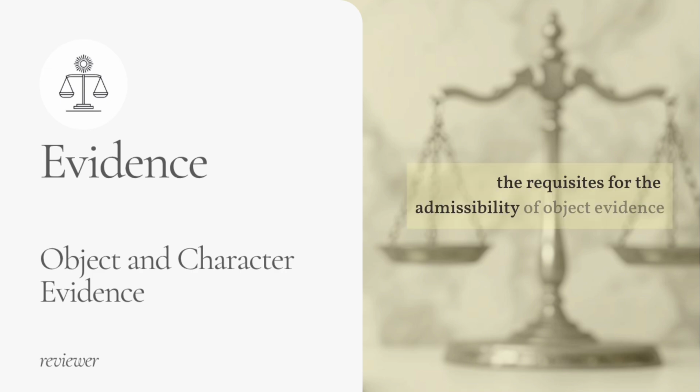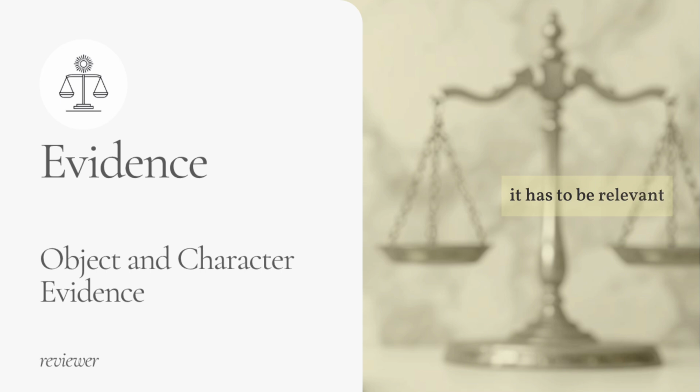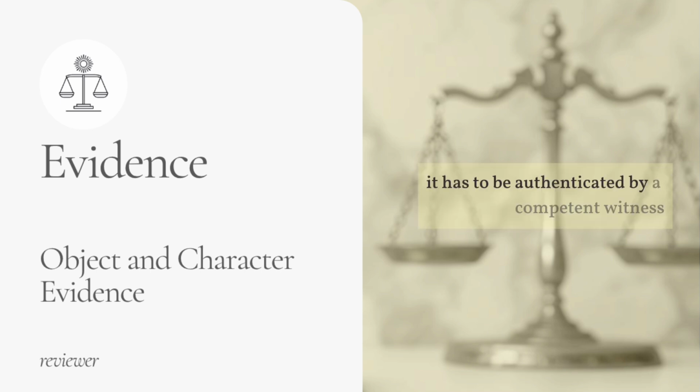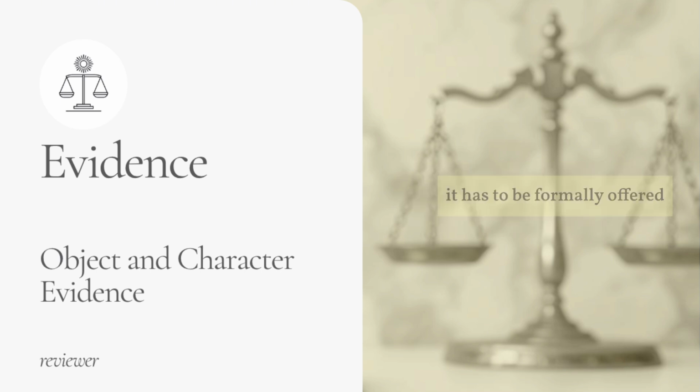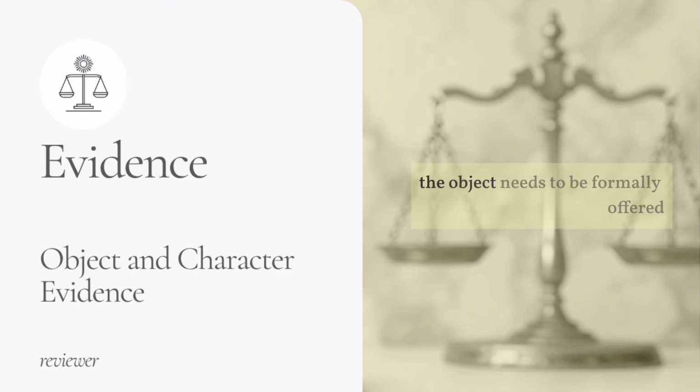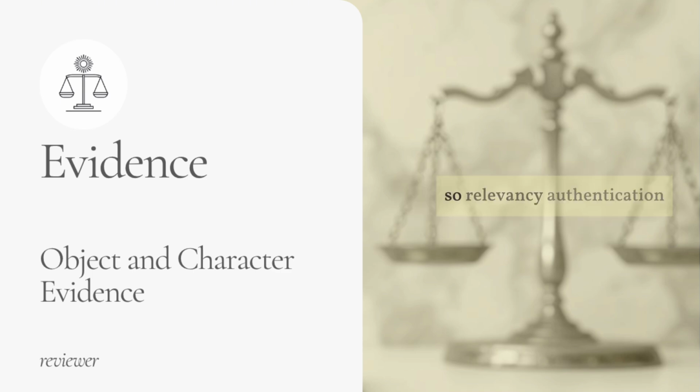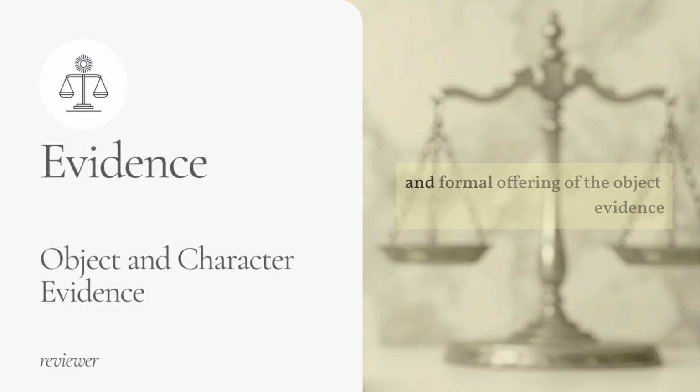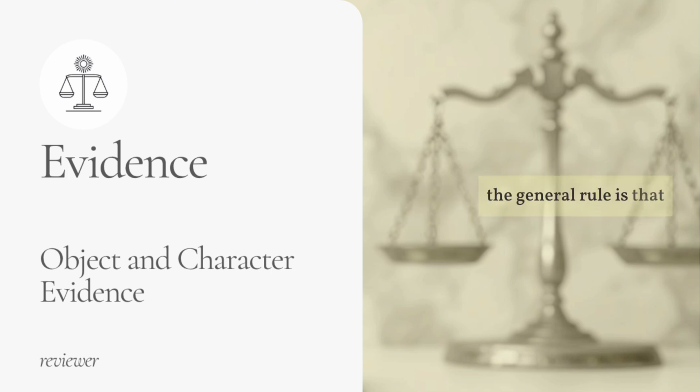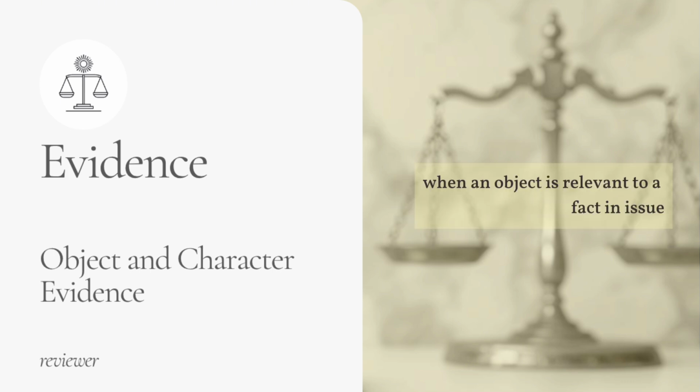So, the requisites for the admissibility of object evidence are: first, it has to be relevant; second, it has to be authenticated by a competent witness; and third, it has to be formally offered. The object needs to be formally offered. So, relevancy, authentication, and formal offering of the object evidence. The general rule is that when an object is relevant to a fact and issue, it may be exhibited to, examined, or viewed by the court.